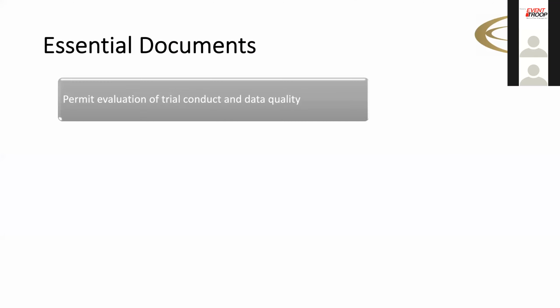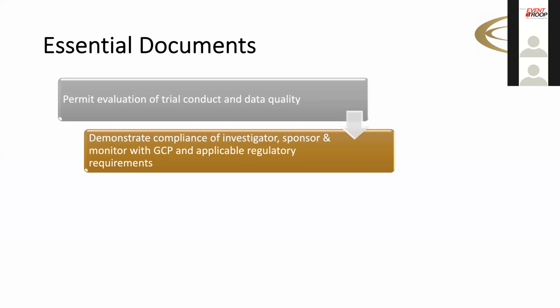So essential documents, what do they do? Well, they permit evaluation of the trial conduct and their data quality. Very importantly, going back to the definition of GCP, GCP is an ethical, scientific quality standard. So we want quality. Okay? Essential documents would actually demonstrate the compliance of the investigator, the sponsor, and someone we call the monitor, who I'll explain in a short while, with GCP and applicable regulatory requirements.